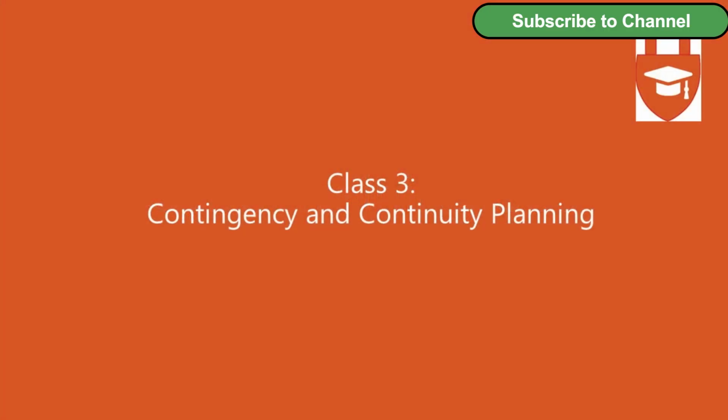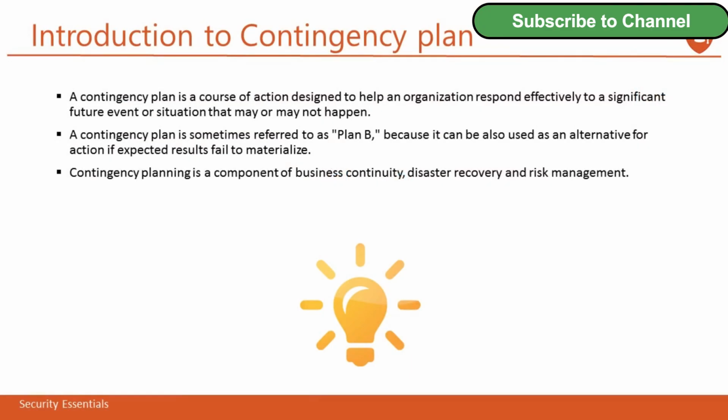This is now Class 3 of Course 2. In this class, we will cover contingency and continuity planning. So what is a contingency plan? A contingency plan is a course of action to help an organization respond effectively to a significant future event or situation that may or may not happen. It may happen, it may not happen, but your organization must be prepared nonetheless.